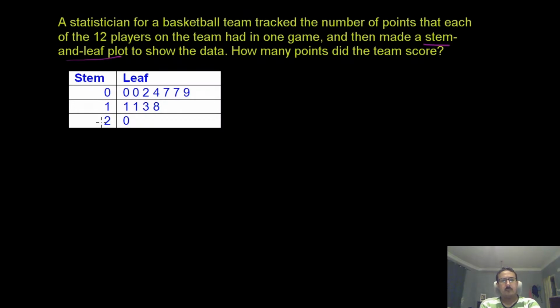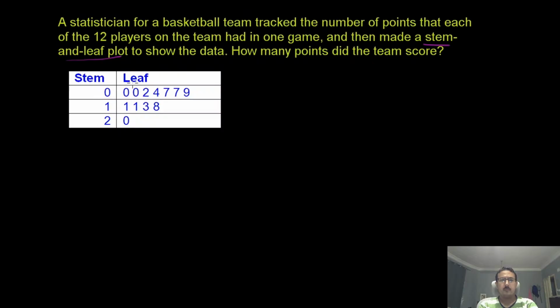Under stem, you have 0, 1, 2. Under leaf, you have all of these digits here. How does this relate to the number of points each player actually scored? The way to interpret a stem and leaf plot, at least the way this statistician used it, is that the leaf contains the ones digit in the number of points each player scored, and the stem contains the tens digits.